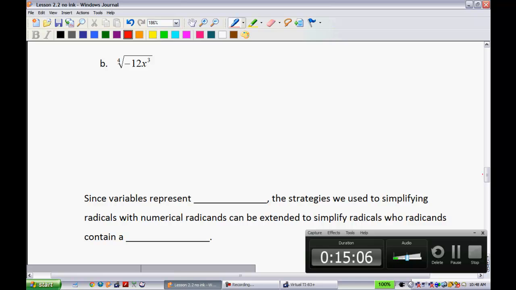Okay, let's try B. This one's getting a little bit more difficult. So, we have the 4th root of negative 12x cubed. Well, what do we know about when we have x cubed? Well, we know that we could get something that is either positive or negative. Okay, so keep that in mind. Depending on what value we put in for x, it can become positive or negative. But we already have a negative here.